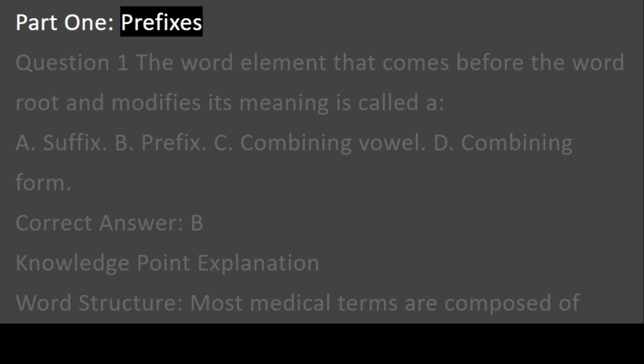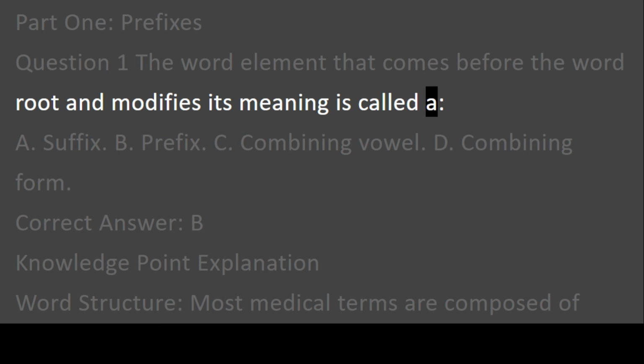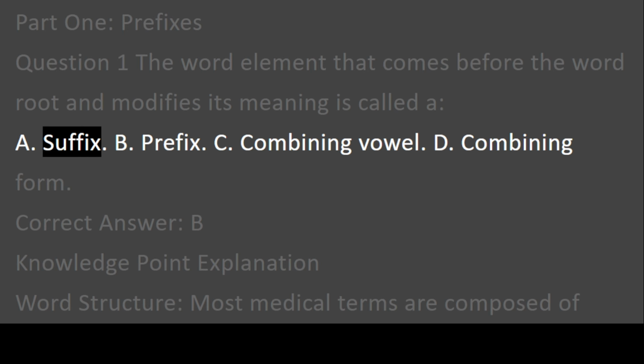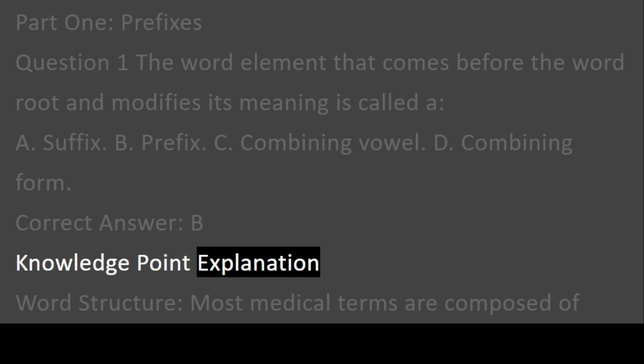Part 1. Prefixes. Question 1. The word element that comes before the word root and modifies its meaning is called a: A. suffix, B. prefix, C. combining vowel, D. combining form. Correct answer, B.